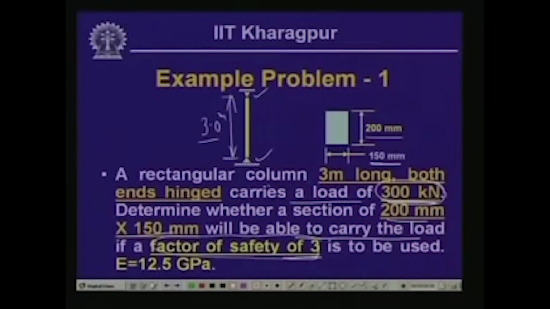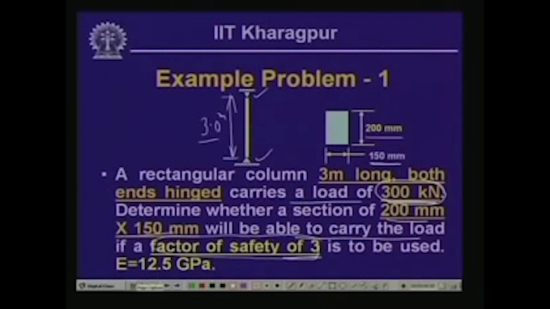Now, you see, when we use a factor of safety of 3, it means that if a member is subjected to a load of P, we should check the stress in such a way that it can withstand a load of 3 times P. That is the meaning of that factor of safety of 3. So, the section is to be chosen, or the stress has to be evaluated, in such a way that it can withstand a load of 3 times P, and then only we can apply a load P, and we say that the factor of safety applied to this member is 3. So, we will have to check whether the member can withstand a load of 300 times 3, that is 900 kilonewton. Now, let us look into this.